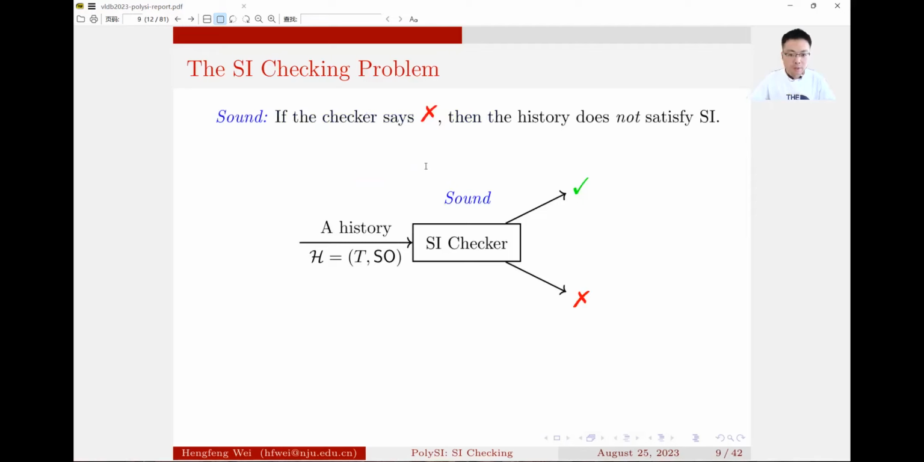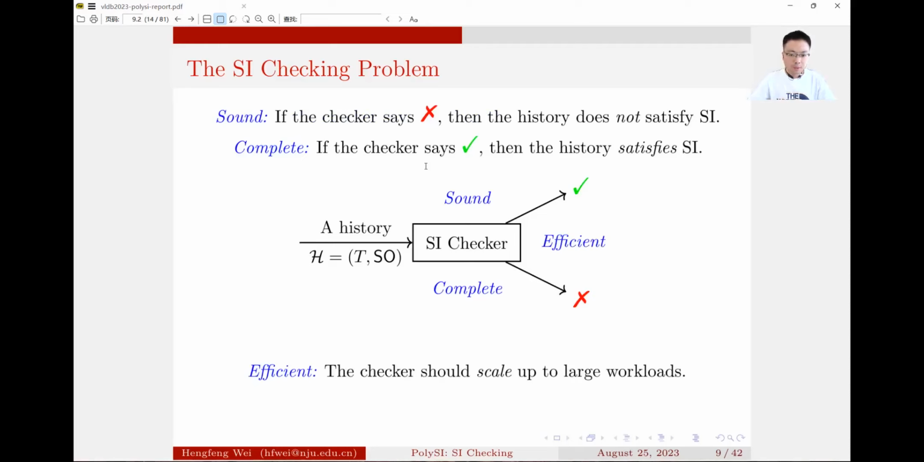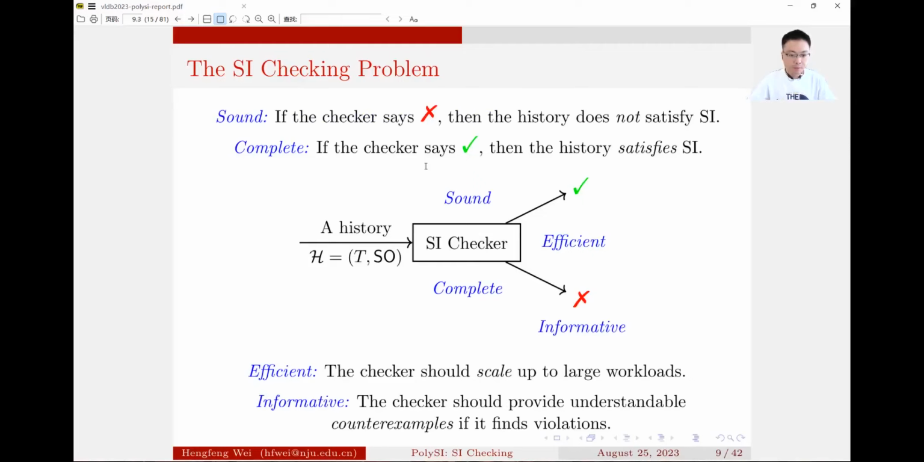A good SI checker should be sound, meaning that if the checker says no, then the history does not satisfy snapshot isolation. Complete: if the checker says yes, then the history satisfies snapshot isolation. Efficient: the check should scale up to large workloads. And informative: the check should provide understandable counterexamples if it finds violations.